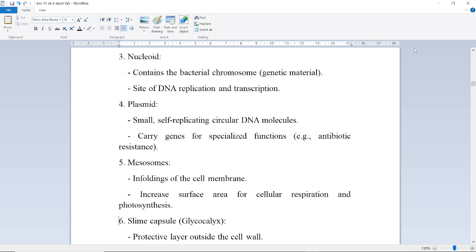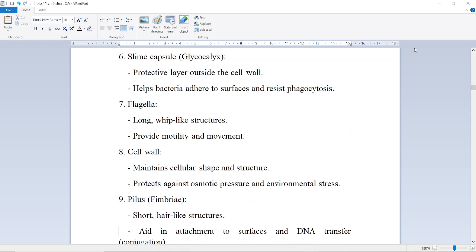Next is nucleoid, contains bacterial chromosome, genetic material, site of DNA replication and transcription. Plasmid, small, self-replicating, circular DNA molecules, carry genes for specialized functions, for example antibiotic resistance. Mesosomes, enfoldings of cell membrane, increase surface area for cellular respiration and photosynthesis. Next is slime capsule or glycocalyx, protective layer outside the cell wall, helps bacteria adhere to surfaces and resist phagocytosis. Next is flagella. Long whip-like structures provide motility and movement. Next is cell wall. Maintains cellular shape and structure, protects against osmotic pressure and environmental stress.